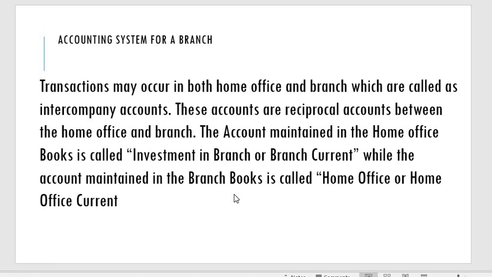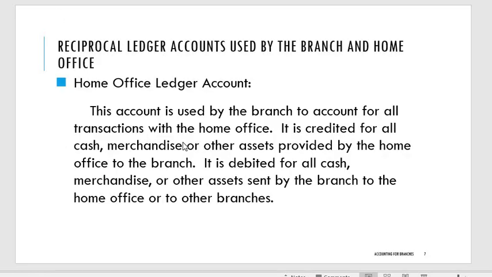So when the home office prepares its separate financial statements, the investment in branch account will be presented as an asset. And then in the books of the branch, the home office or home office current will be presented as an equity account. Therefore, since the investment in branch account is an asset, it has a normal debit balance. And since the home office or home office current is an equity account, it has a normal credit balance. So let's discuss first the home office ledger account.